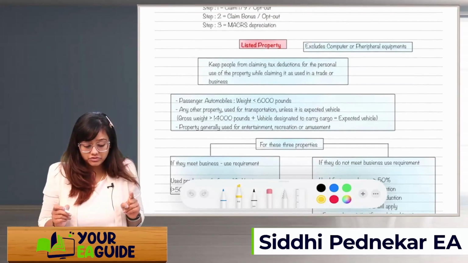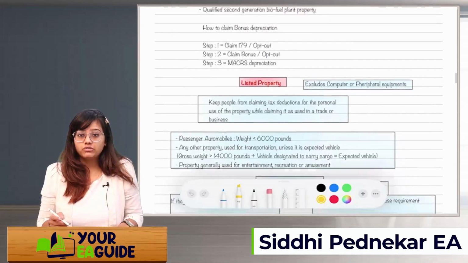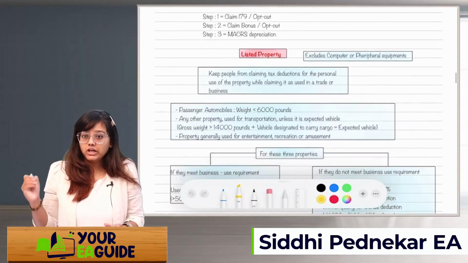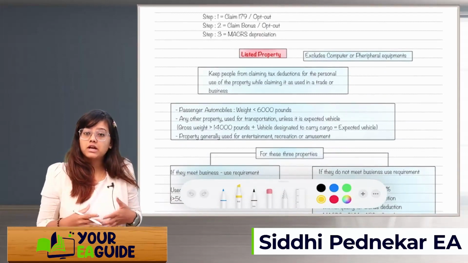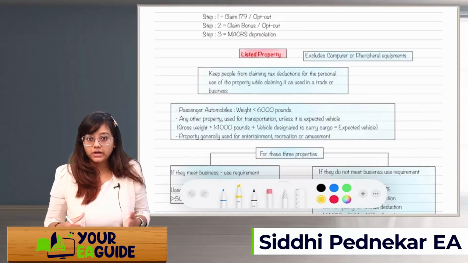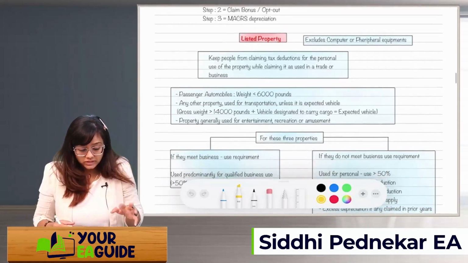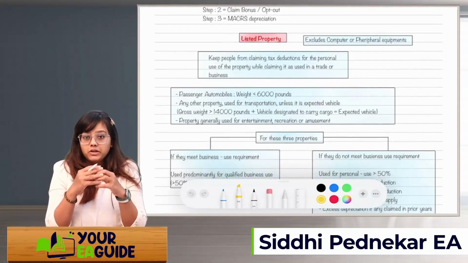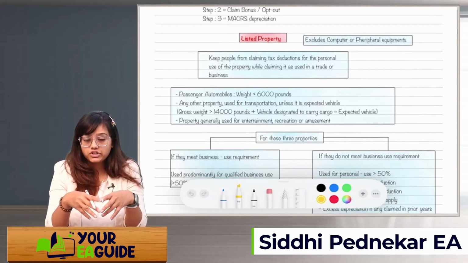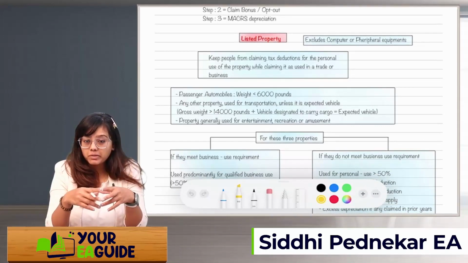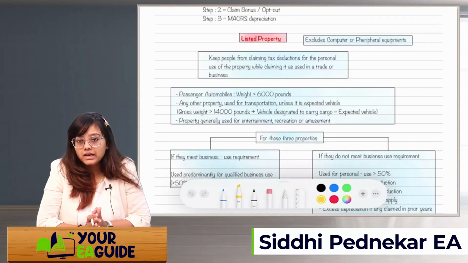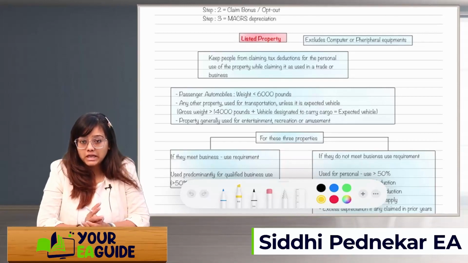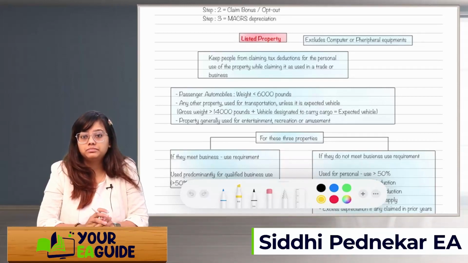Don't get confused, guys. There will be one or two questions from this, and they will include computer and peripherals. Make sure in listed property, computer and peripherals are not included. Okay, so the listed property rule will keep people from claiming tax deduction for the personal use of property. Means your use of the business property should be for business use only. If you have used it for personal use, then the benefit which you have taken previously will be recaptured.